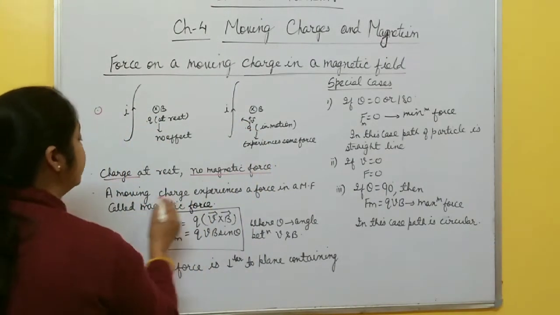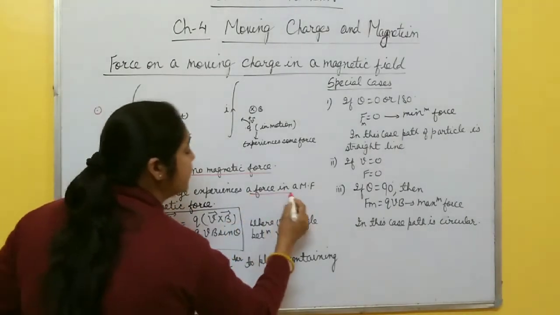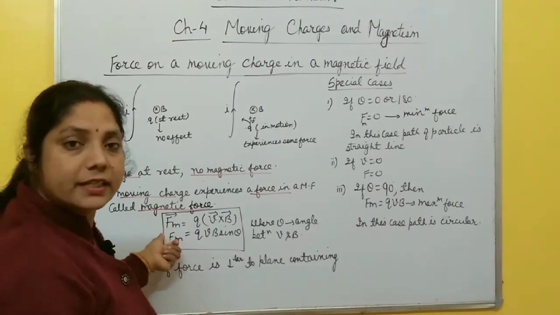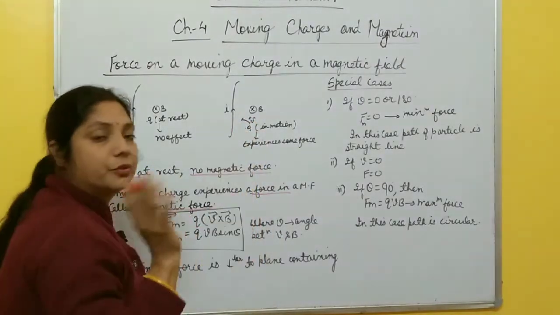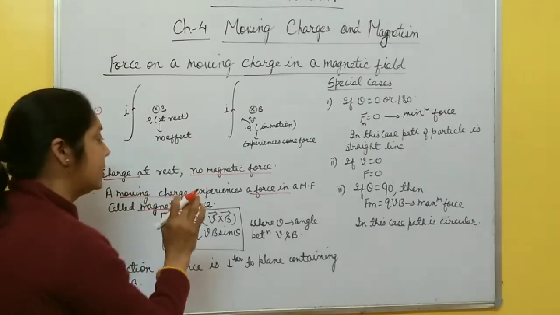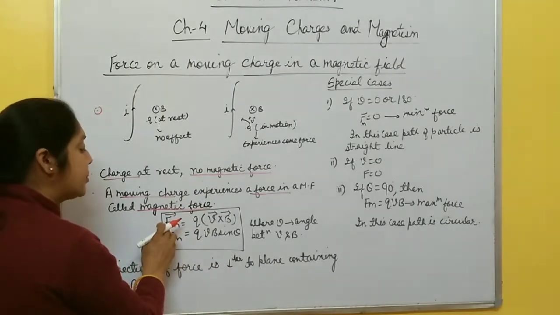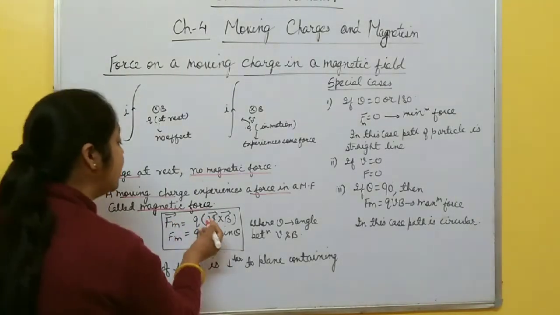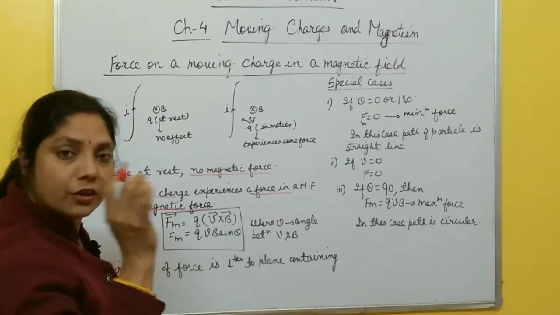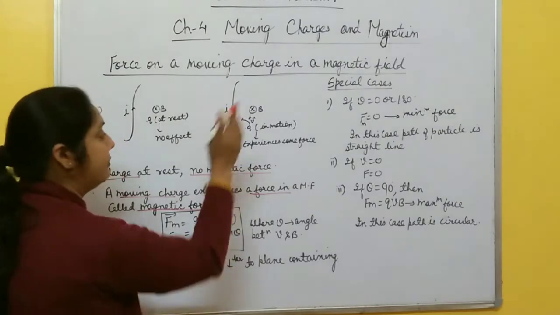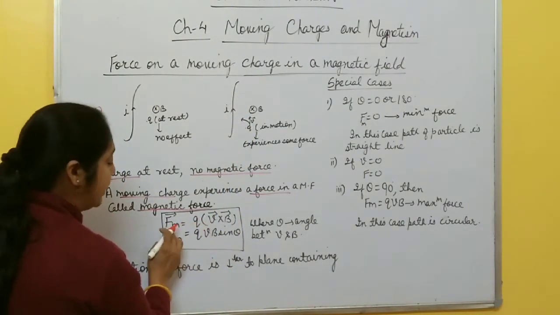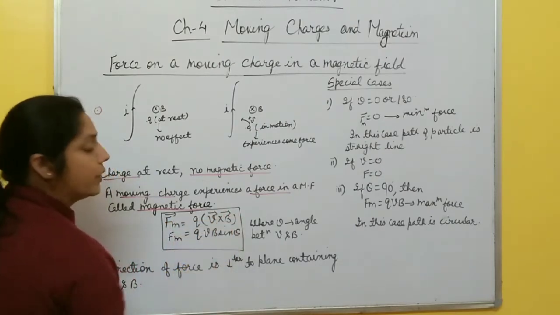So a moving charge experiences a force in a magnetic field, that is called magnetic force, and this force only exists when the charge is in motion. When the charge is at rest, no magnetic effect, no magnetic force. So the expression for magnetic force is Q V cross B. Q is the charge, right? V is the velocity of that charge, and B is the magnetic field in which it enters, and it is always given by Fm equal to Q V cross B, where Fm is magnetic force.